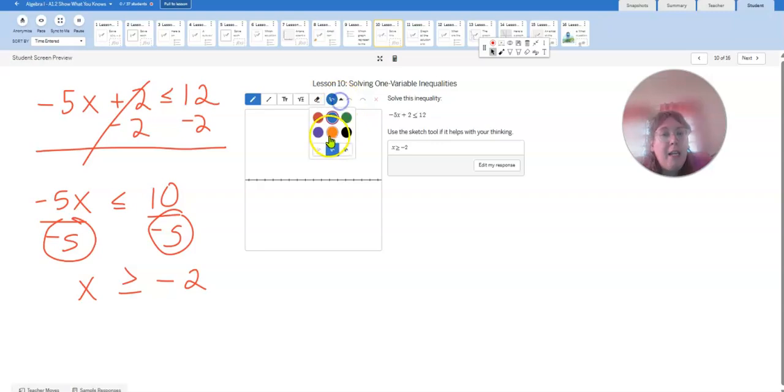If we were to graph it here, if this is negative 2, we'll have a closed circle on negative 2, and it's greater, so it's going to be shaded to the right, like so.